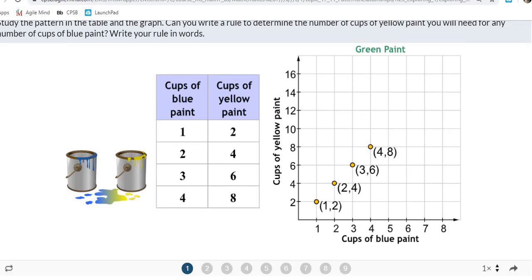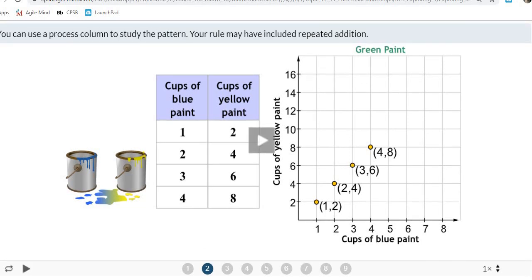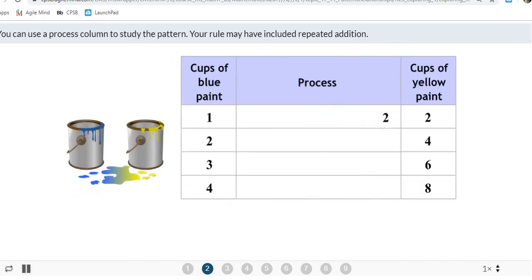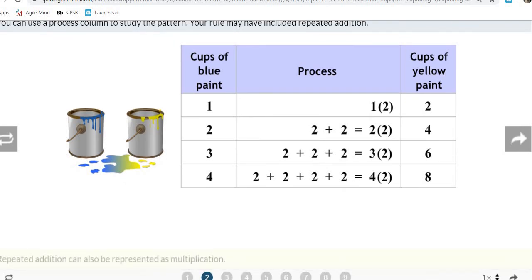So the next slide is helping us with 1B. So we're looking at the process. And we see for the first batch of paint, we have 1 set of 2. The second batch of paint, we have 2 sets of 2. The third batch of paint, we have 3 sets of 2. And the 4th batch is 4 sets of 2. So write that for your, it's in your book, the table.